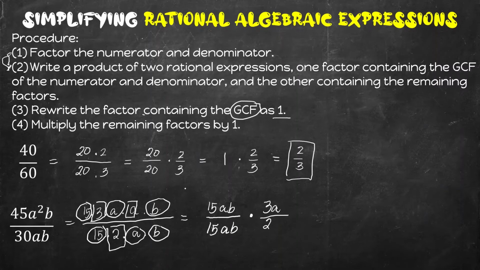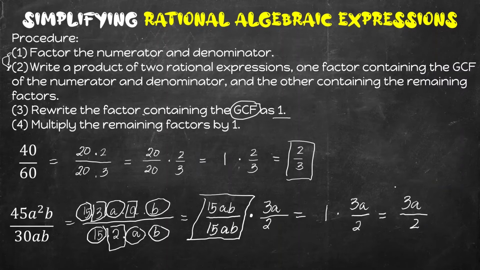Okay. And then we are going to write this as 1. So 1 times 3A over 2. And then, imumultiply natin si 3A over 2 by 1. So, it will give us 3A over 2. Okay, that's it.